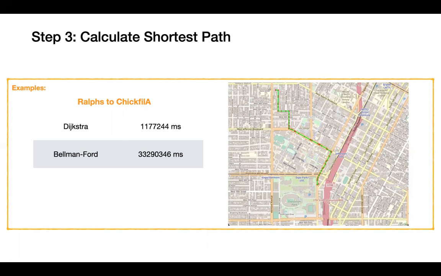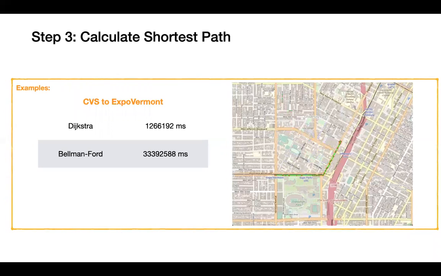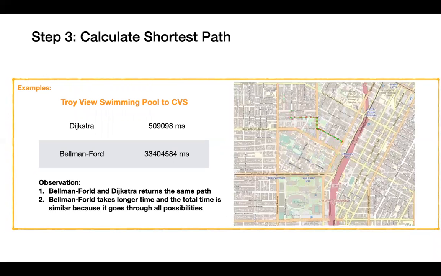So from Ralph to Chick-fil-A, Dijkstra spends about 1 million. And we noticed that Bellman-Ford, in a non-recursive way, spends quite a long time. This is also true for another example and the third example. So we observed that they always return the same path, which is the shortest path, but Bellman-Ford takes longer. The total time is similar for the 3 cases.